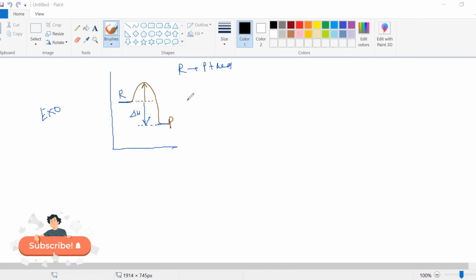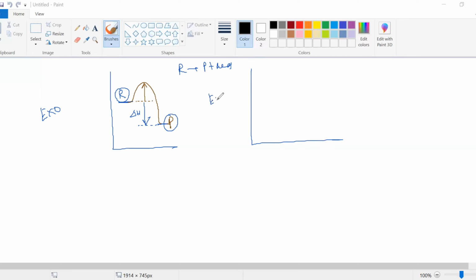Fine. So in the exothermic reaction, we are seeing that the reactant has a higher energy than the product, always. And the product is more stable than the reactant. Now, if you see an endothermic reaction, what happens? The reactant takes in heat from the surroundings and we get the product.